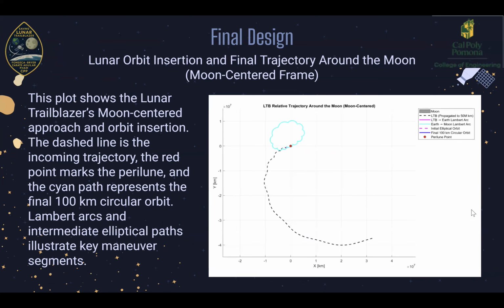This plot shows the Lunar Trailblazer's Moon-centered approach and orbit intersection. The dashed line is the incoming trajectory, the red point marks the periapsis, and the cyan path represents the final 100-kilometer circular orbit. Lambert arcs and intermediate elliptical paths illustrate key maneuver segments. Next slide.